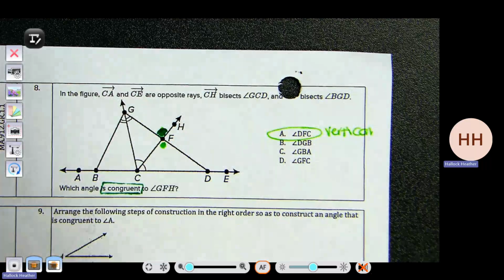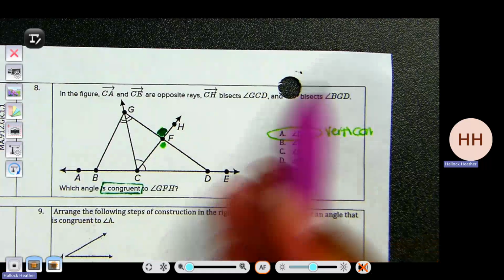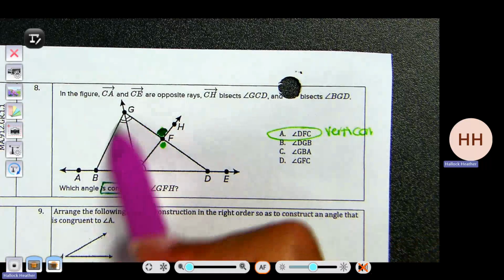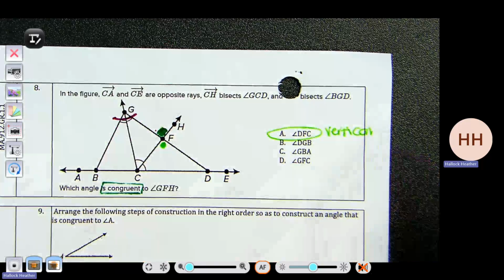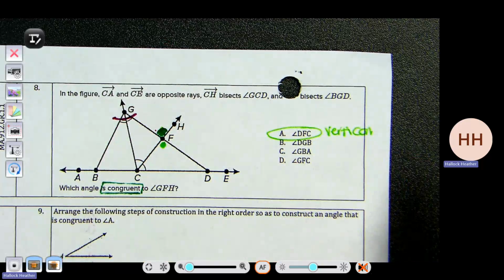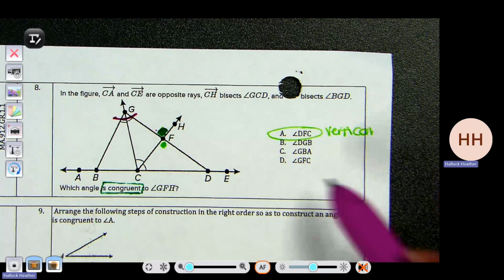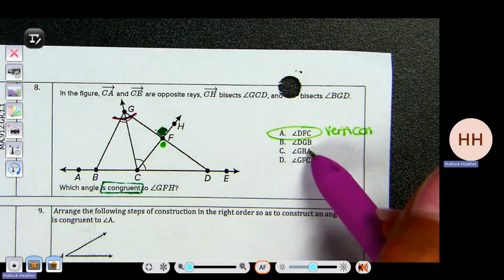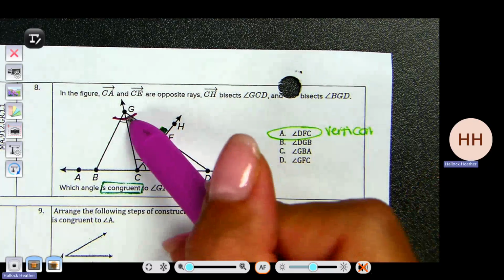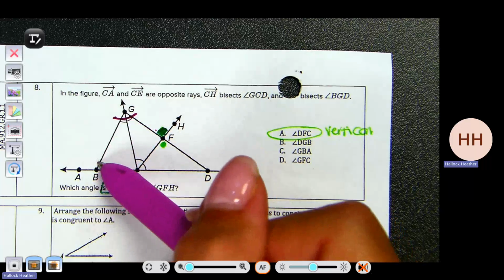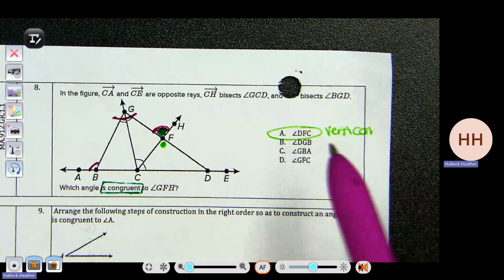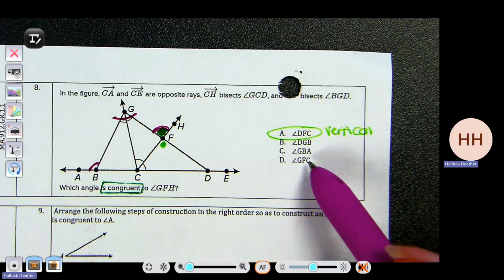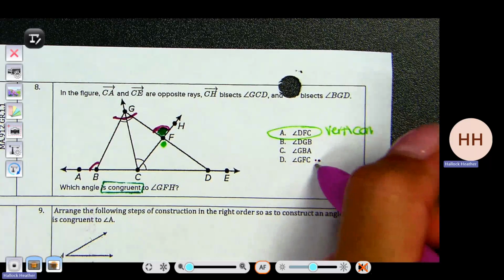So let's use pink. So DGB. They're saying this whole thing is the same as this. Those have no relation to each other. They're not even in the same intersection together. They're not congruent. GBA. This has no relation to this. They are not congruent. GFC is the only other one that a lot of people will put.